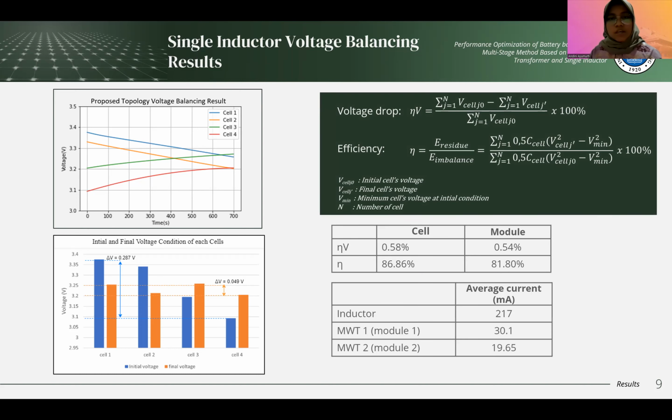Besides that, we analyze its voltage drop and efficiency based on the initial and final cell voltage for each cell and at module level. We see an efficiency of around 81.8% for module level and 89.89% for cell level, with losses of about 0.54 to 0.58%. We also see that our proposed inductor topology has a relatively fast balancing speed of about 700 seconds, which is closely related to its average current of about 200 milliampere.